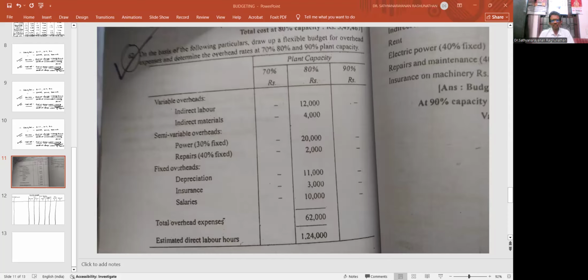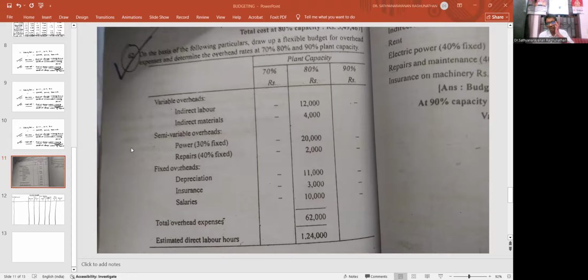Hi viewers, in this video we are going to discuss the next 10 marks problem. The previous problem we have done was also a 10 marks problem, and this is also one of the 10 marks problems. In the previous problems they have given only units. Here they have given the capacity as well as the units, but not all the units. We have to calculate the units. They have given units only for one particular capacity, that is 80% capacity. We have to calculate the units for the other 70% and 90% capacity.